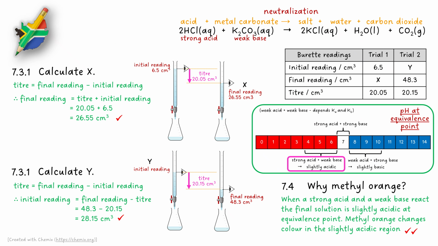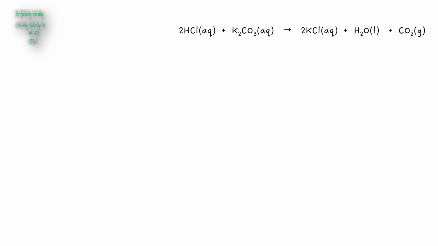This question asks us to find what the value of X and Y are in the table and to give a reason for the choice of methyl orange as an indicator. We are given the reaction equation. We can see we have an acid. Specifically, hydrochloric acid is a strong acid, which means it dissociates fully in solution. And we are told potassium carbonate is a weak base. We saw in the previous video that weak bases dissociate only partially in solution.